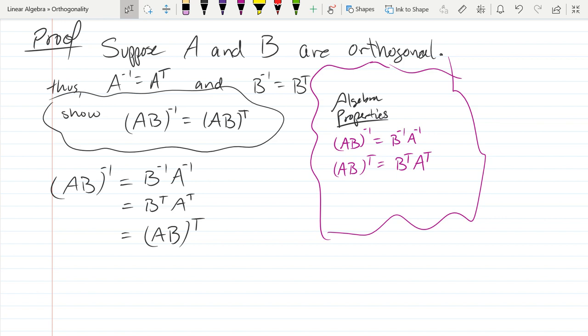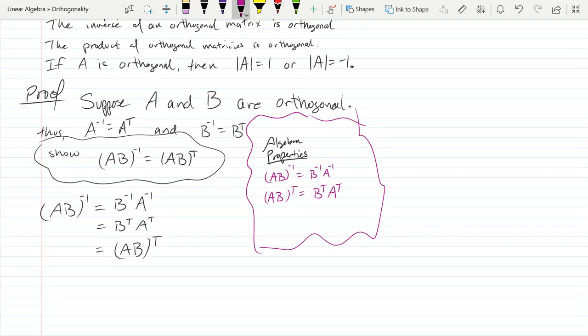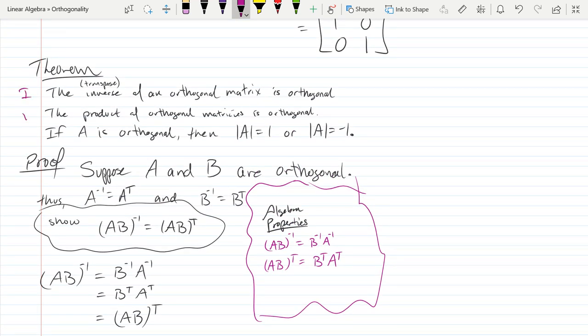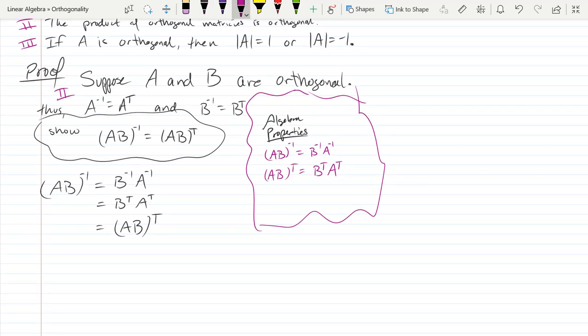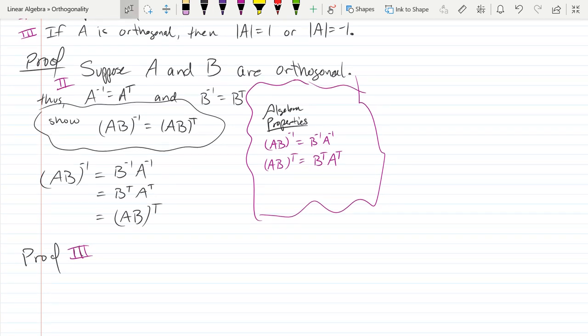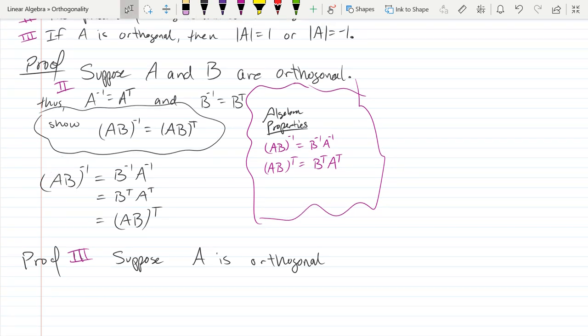So now we're gonna prove the next part. So that was, if I label these with 1, 2, and 3, that was proof of part 2. Now we're going to prove part 3. So we're going to suppose A is orthogonal. So I want you to prove this one.